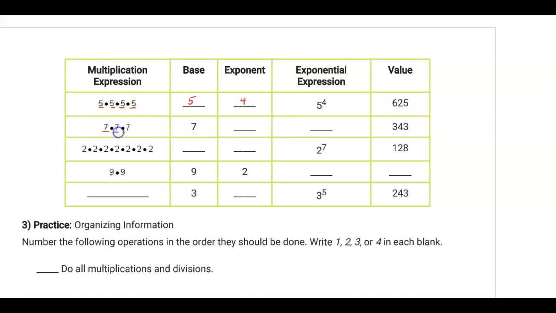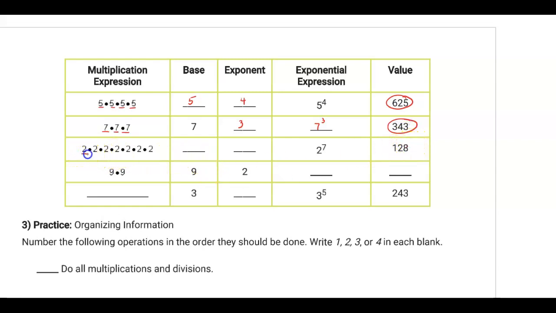Here I have 7 times 7 times 7. So my base is 7 because that's a repeated multiplication. How many times did I multiply it by itself? 3. So this would be base of 7 to the 3rd power. Now if I multiply these out, notice how 5 times 5 times 5 times 5 would be 625. So 5 to the 4th is 625. 7 times 7 times 7 is 7 to the 3rd, which is going to give you 343.